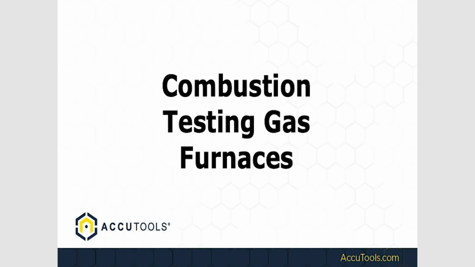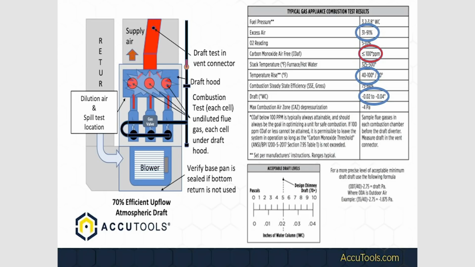All right, combustion testing, gas furnace. Very important when you're testing multiple cell appliances, like an old 70% efficient furnace on here, you're going to have to do 3 combustion tests. Every single cell is its own little combustion chamber. They're not tied together. Again, the job of the draft hood is to separate the appliance from the draft. So you're going to test each cell in the undiluted flue gas. Undiluted flue gas is an important term.